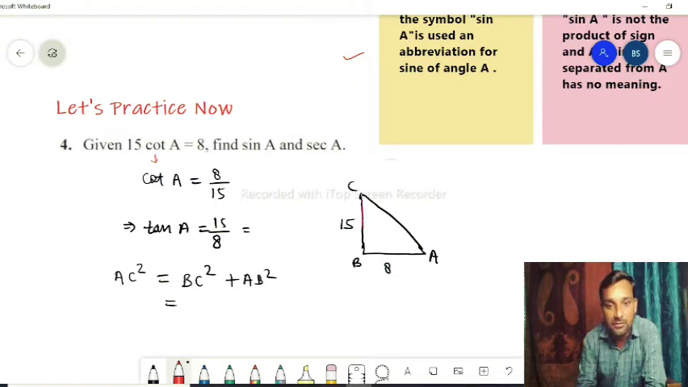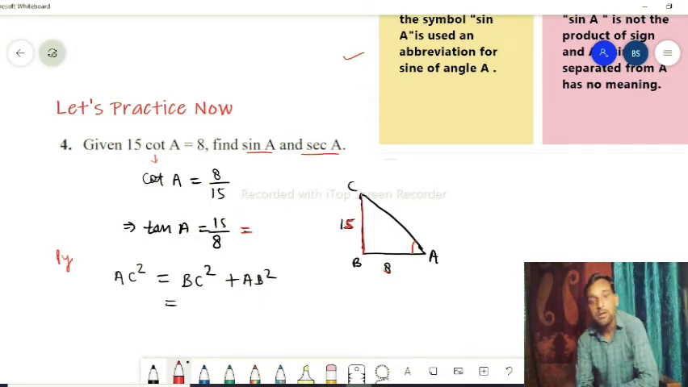Now we will take a right angle triangle. Basically what is tan A? Tan of A is the ratio of the side opposite to A and the side adjacent to A. So write here 15 and here 8. Now if we want to find any trigonometric ratios, we have to find out the third side AC. Now using the Pythagoras theorem we can find it. According to the Pythagoras theorem, the square of the hypotenuse is equal to the sum of the squares of the other two sides in a right triangle.